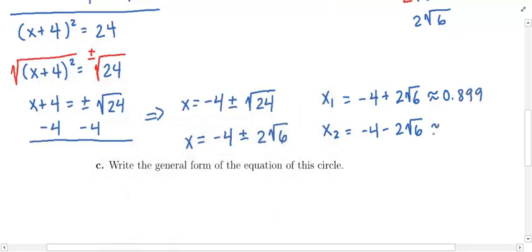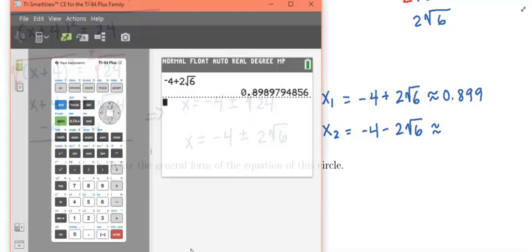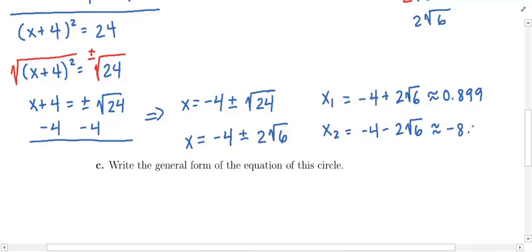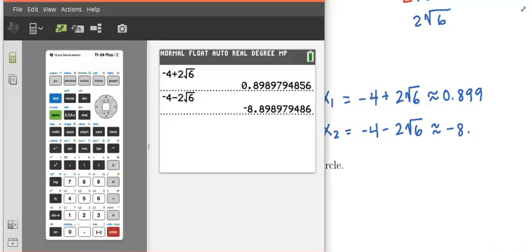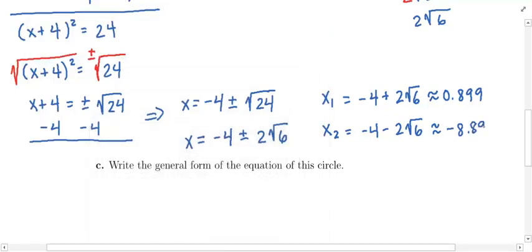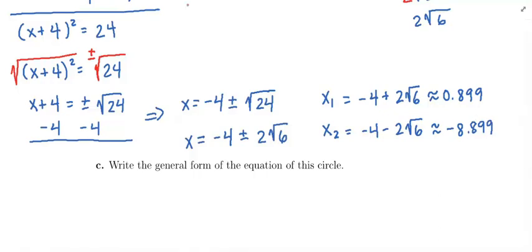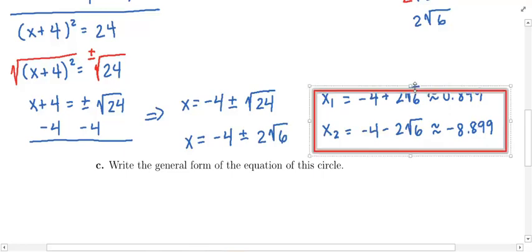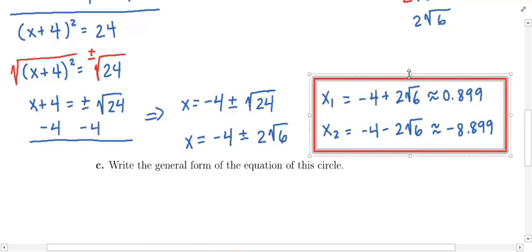Then we have to do the same thing for the other x-intercept. This time it's going to be -4 minus 2 square root of 6. This one is going to be approximately -8.899. So here we go, these are our answers. We've got both the exact answers for each x-intercept, and then we've got a decimal approximation.